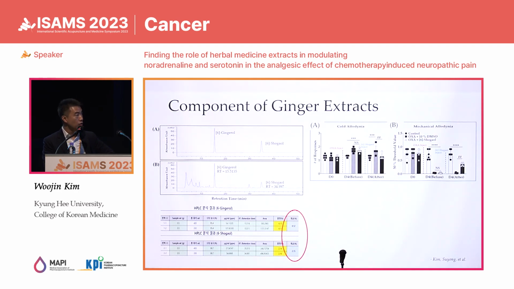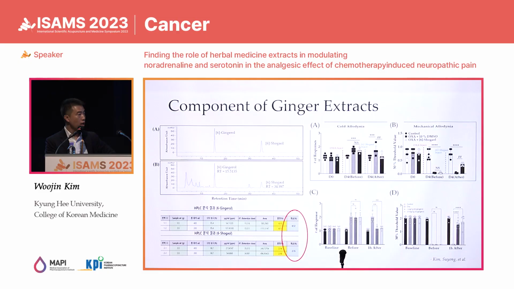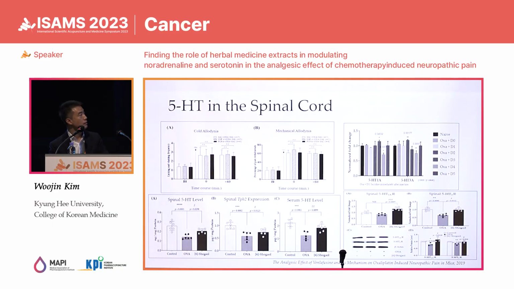And this is the data of shogaol, and this is the data of gingerol. We see that shogaol and gingerol decrease the pain almost equally, but shogaol had a longer effect, which is not shown here, almost 3 to a little bit over 5 hours. So we focused on shogaol. So we moved to our next study with shogaol.